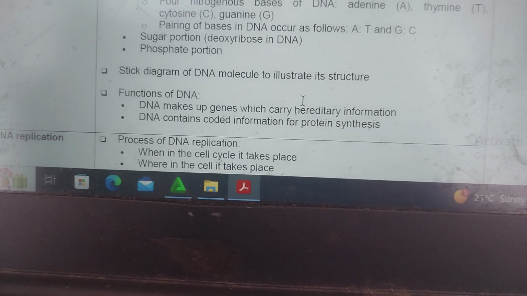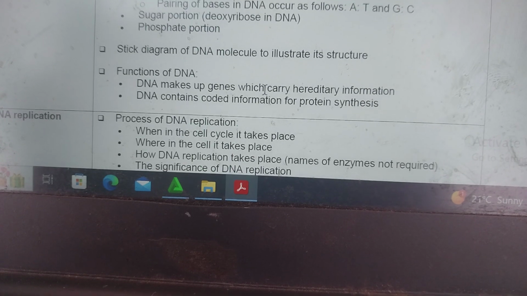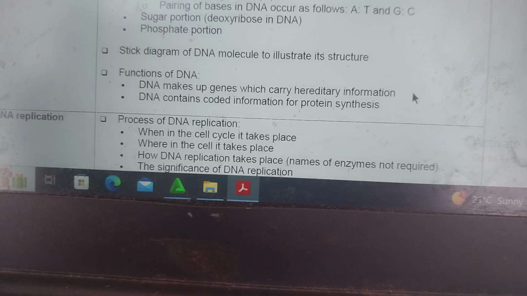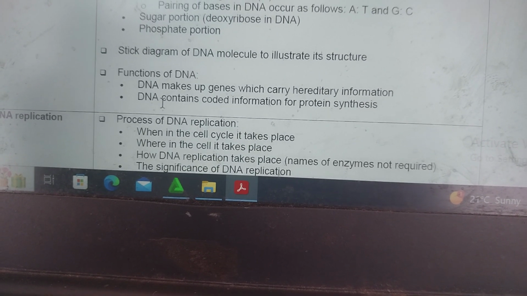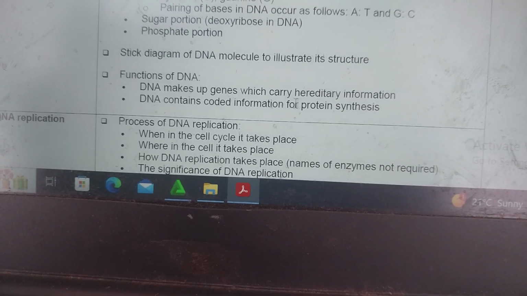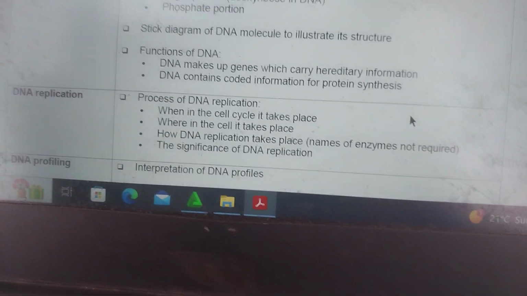Then under DNA also you must know the structure of DNA, and the functions of DNA are very important. One, you must know that DNA makes up genes which carry hereditary information, and then you must also know that DNA contains coded information that is responsible for protein synthesis.